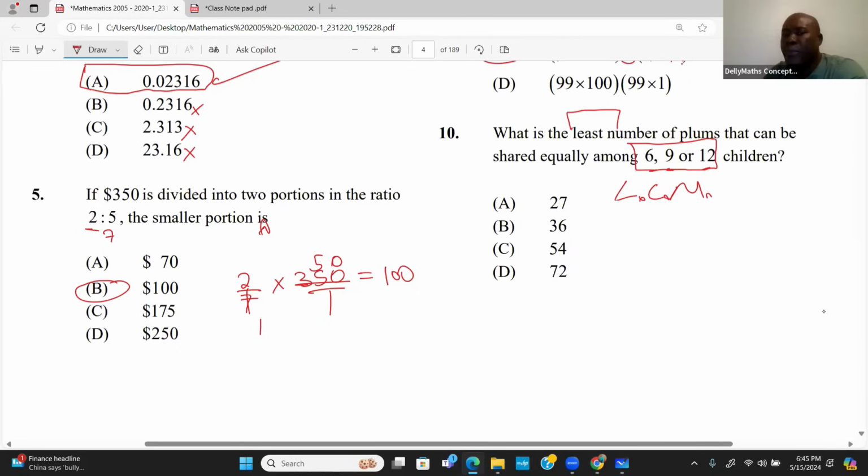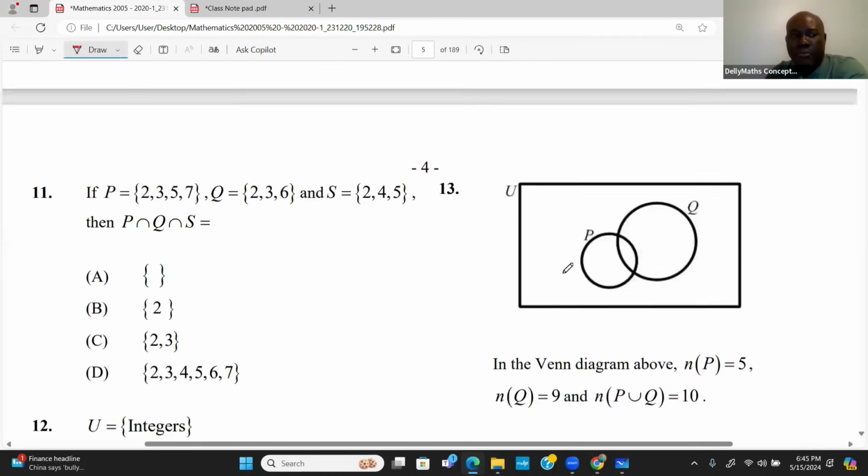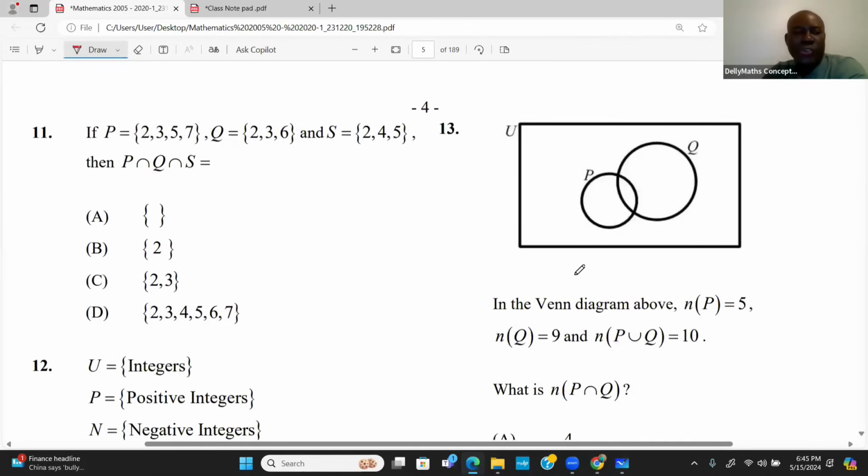36. All right. So all of them can go into 36 without a remainder, and that's the lowest one. So that's what you look for. I'm just giving clues, ways in which you could handle that. All right, let's take a look at number 11.